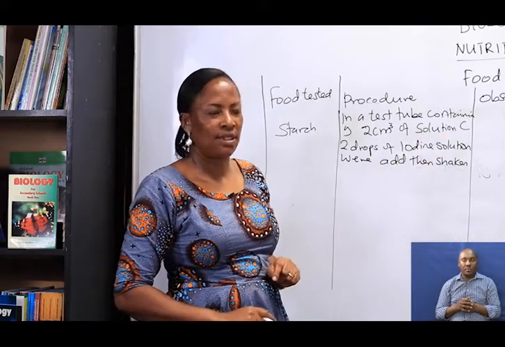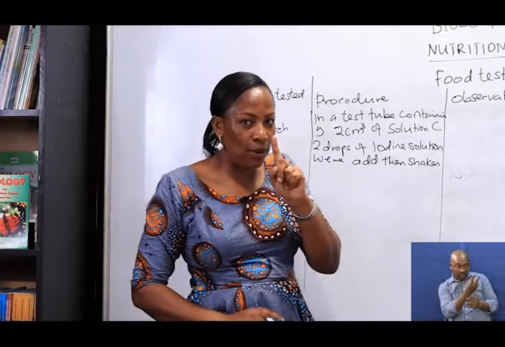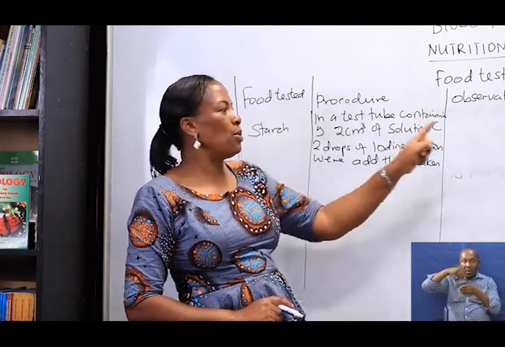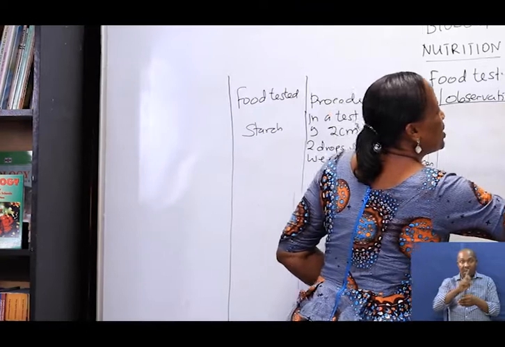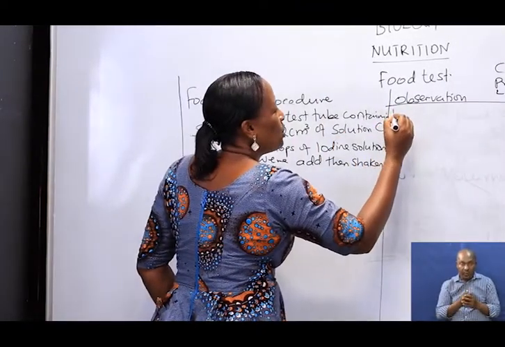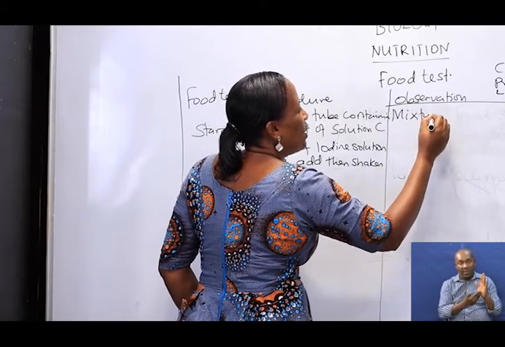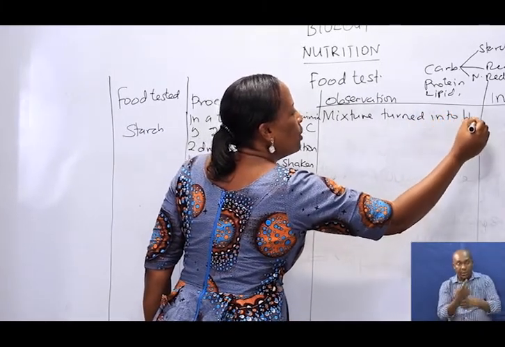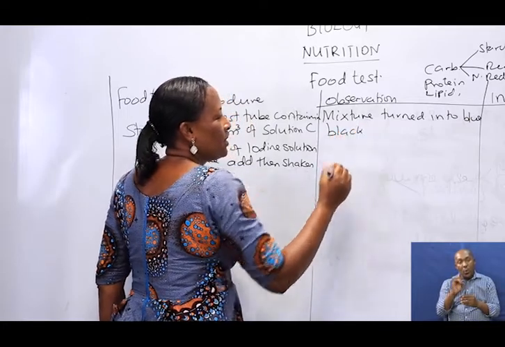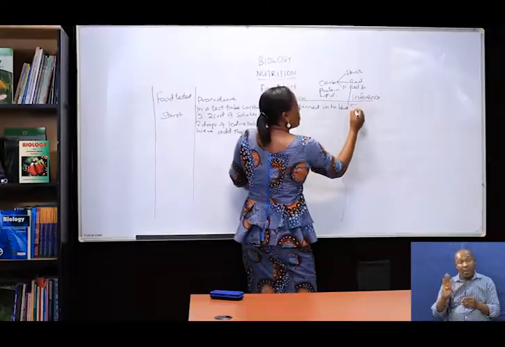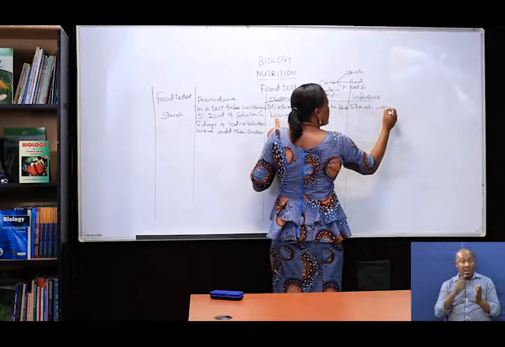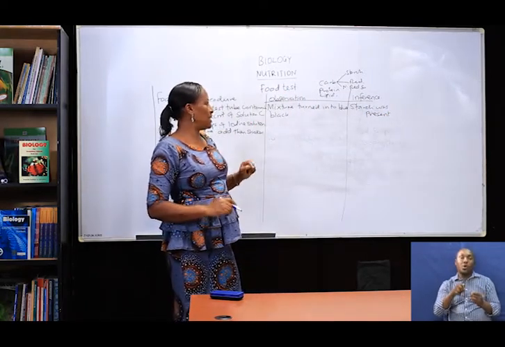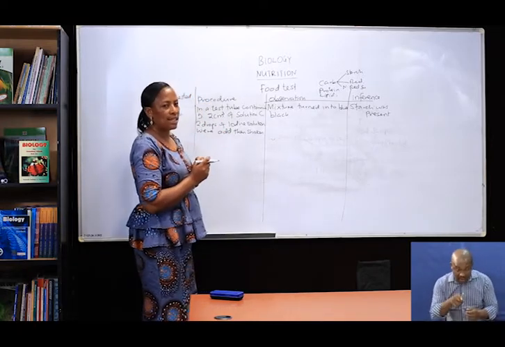Observe the color change. If the food sample contains starch, the color of the solution will turn blue. Now, the combination of food sample and iodine solution forms a mixture. The mixture turned into blue-black, which implies that starch was present. That is the first phase, if the food sample contains starch.